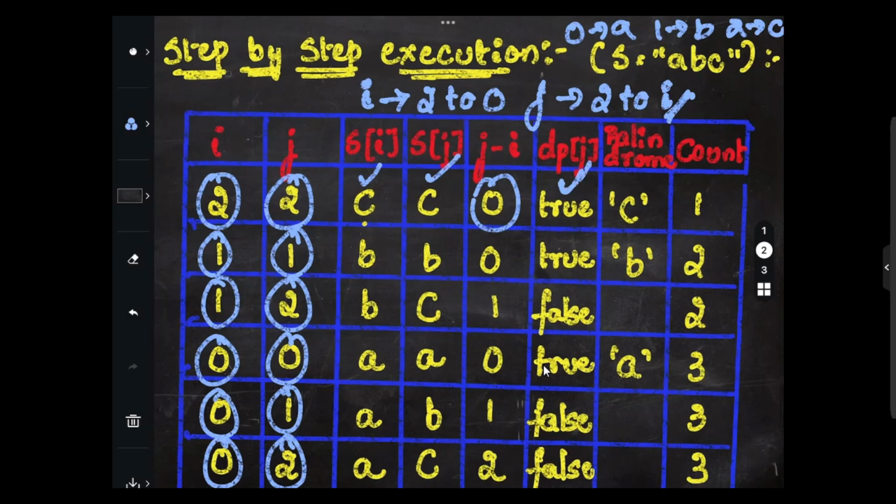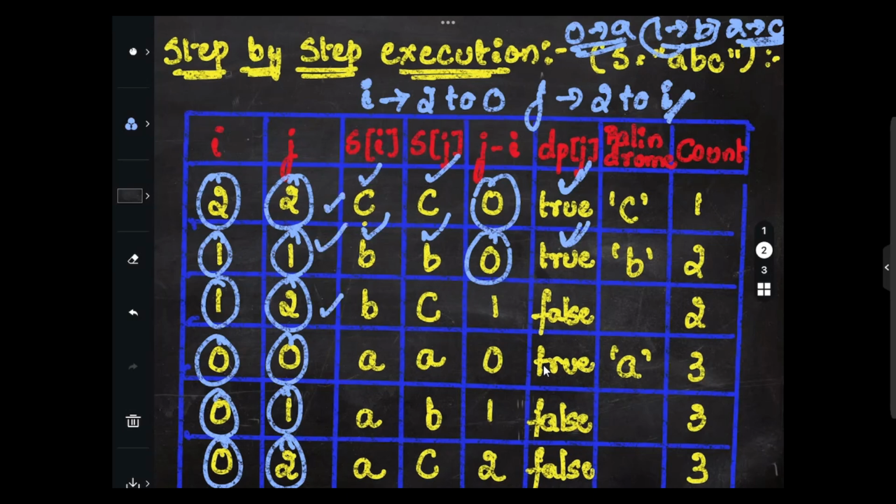So here we are considering 1 1. 1 we have B here, 2 we have C, 0 we have A. For 1 1, BB, j minus i is 0, so dp of j is true in this case. Same, let's do the same for everything here, very quickly.